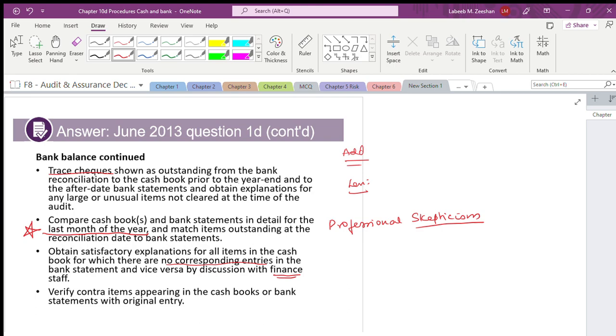Verify contra items. Is it right? Verify, you can say, what are the withdrawals? What are the withdrawals or deposits?